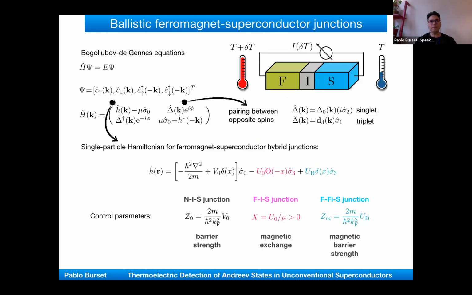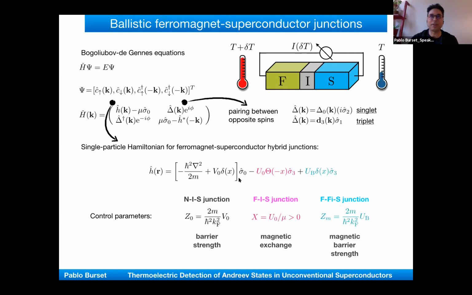So first, about the setup, we consider ballistic ferromagnet superconductor junctions. We describe them with the Bogoliubov-de Gennes equations that include the electron and the hole degrees of freedom and some pair potential that also has a structure in spin space. We only consider pairings that couple opposite spins, but we let them have some orbital dependence, and they can be in either singlet or triplet states to more or less represent many known and conventional superconductors. And the electronic degrees of freedom we describe with this single particle Hamiltonian.